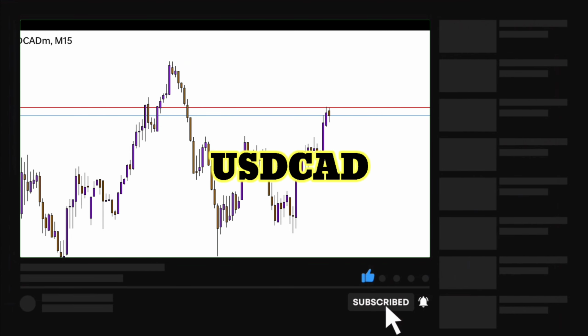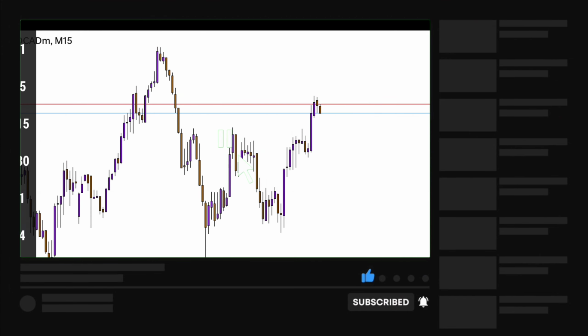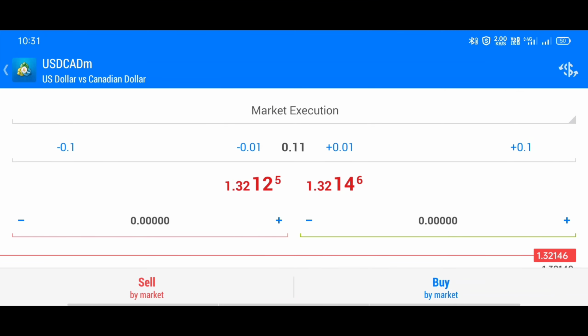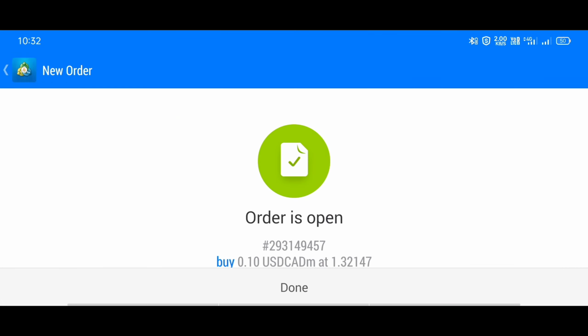Today we will trade in US dollar versus Canadian dollar, where we'll try to capture a good move. In this pair we will follow the trendline breakout strategy, which is our high probability strategy. Here I am applying the trade according to my risk, where good profit is expected. Neat guys, after applying the trade.